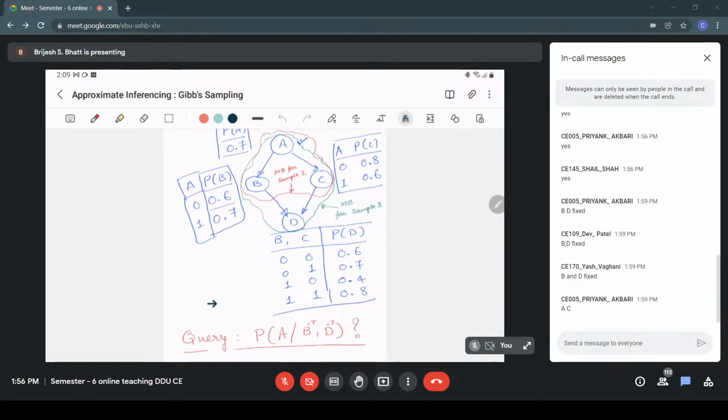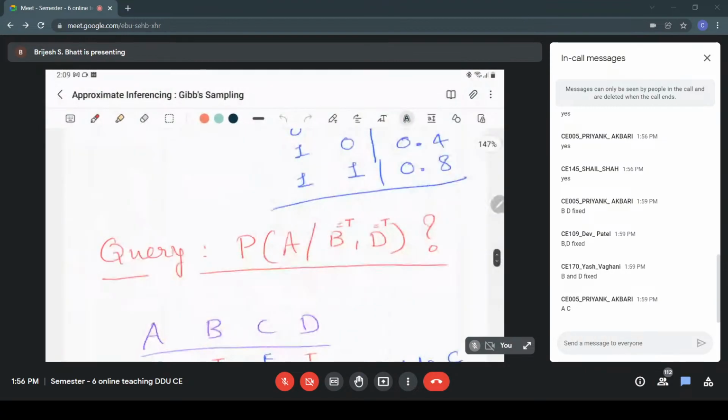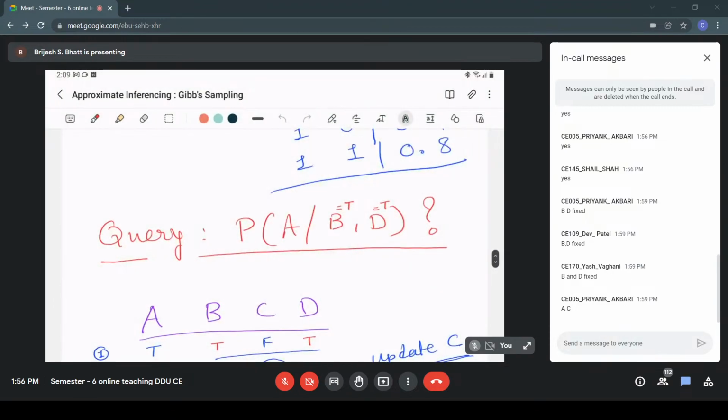So let us see how it can be done using Gibbs sampling. Step 1 of Gibbs sampling says that fix the evidence variables, which I have marked in red. B is equal to true and D is equal to true, and randomly sample remaining variables. In this example, remaining variables are A and C. And we have randomly sampled it, and A turned out to be true and C turned out to be false. So this is our first, randomly generated sample.